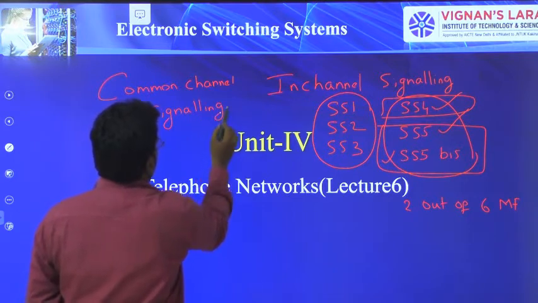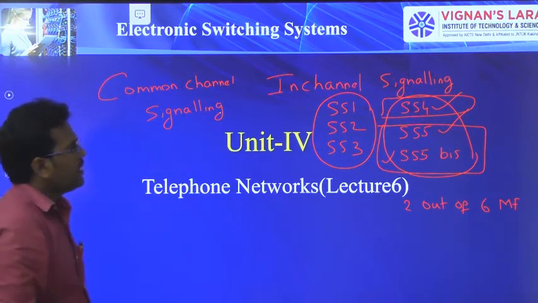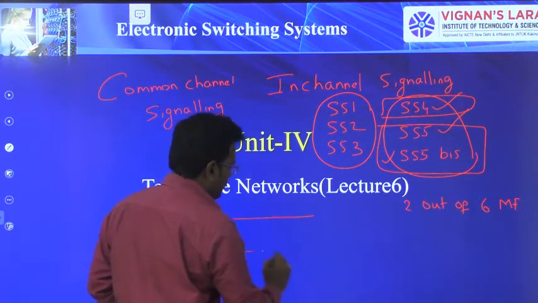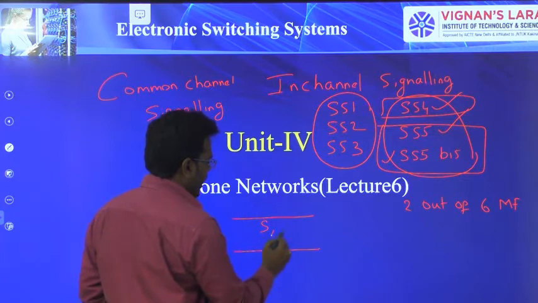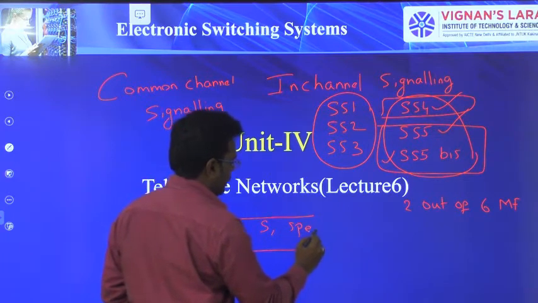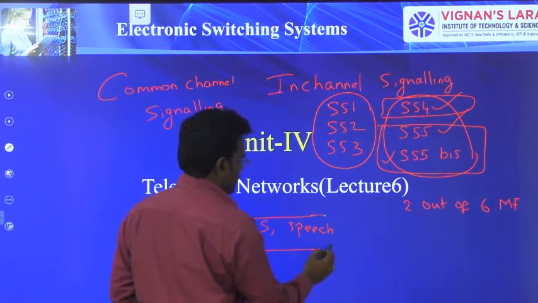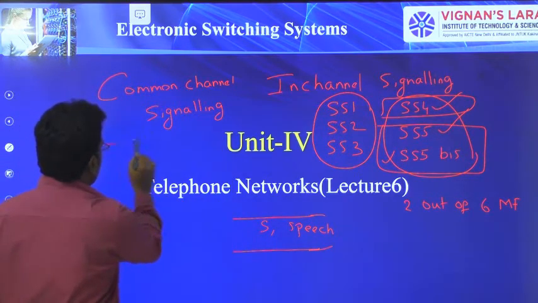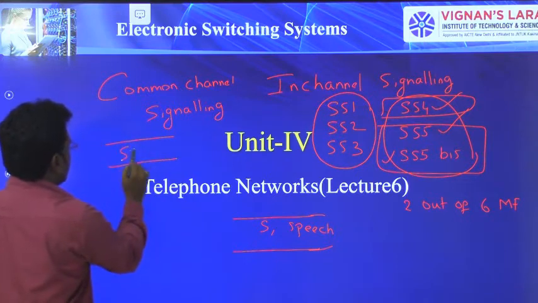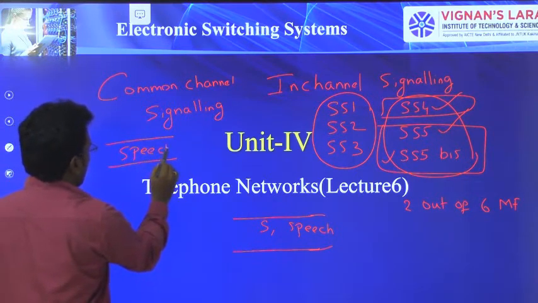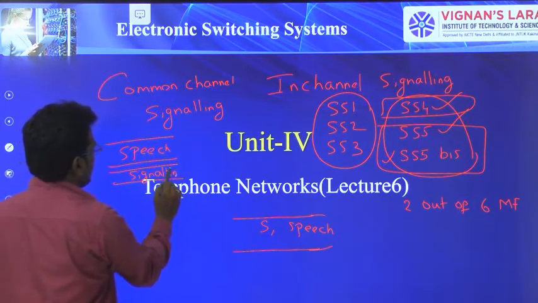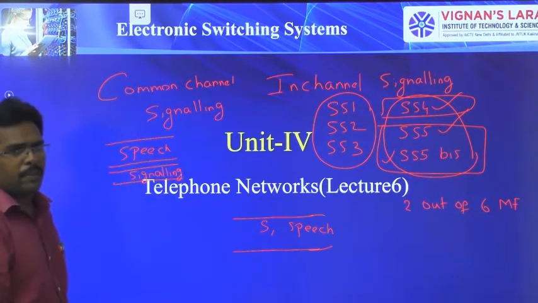So what is the difference between in-channel and common channel? In in-channel signaling, you use only one channel for both signaling as well as speech. Coming to common channel, it uses one channel for speech and one channel for signaling. That is the difference between in-channel and common channel signaling.